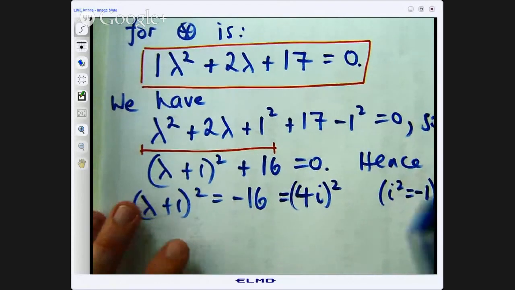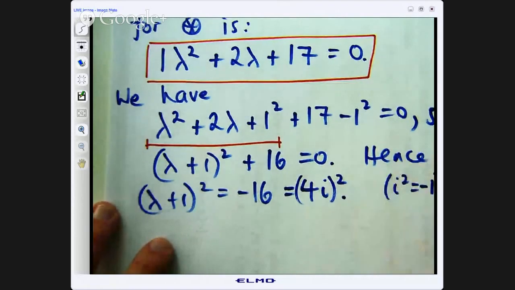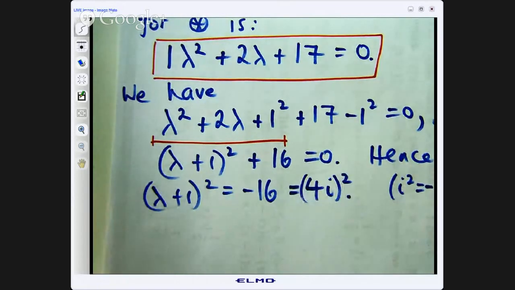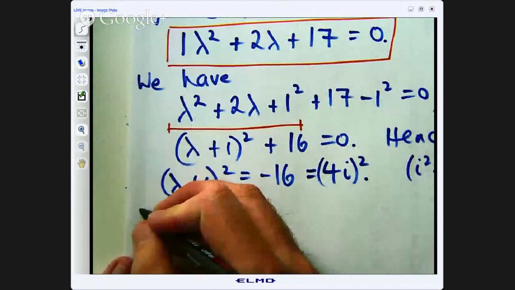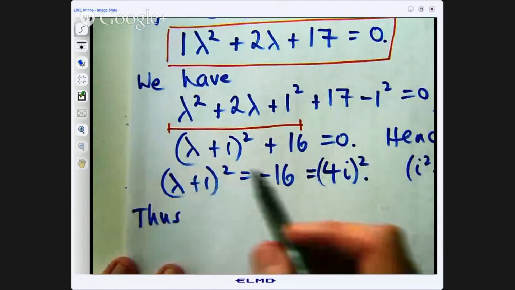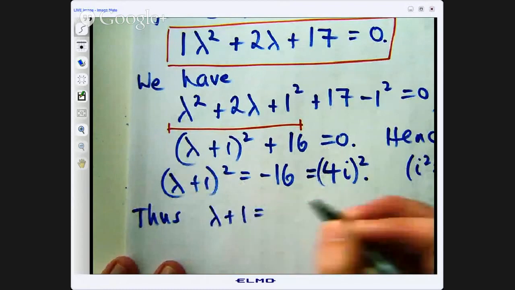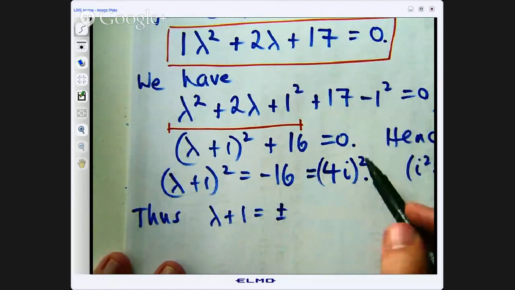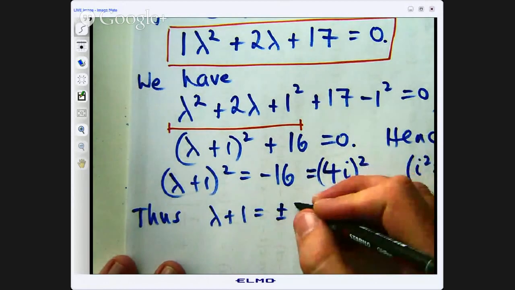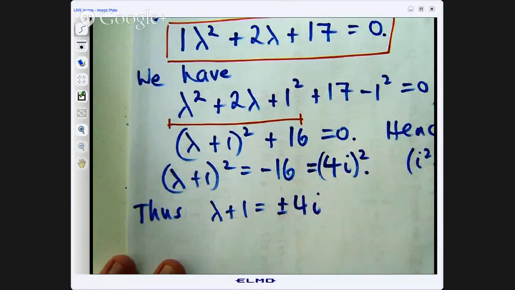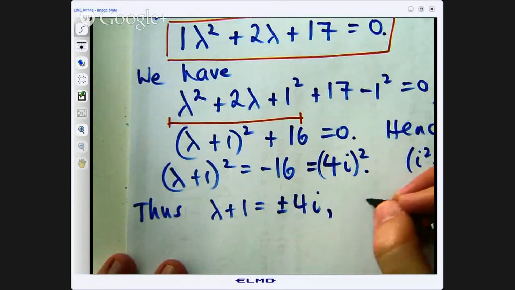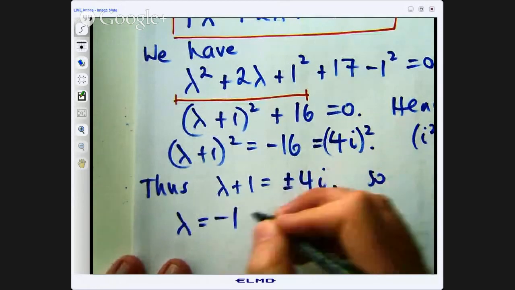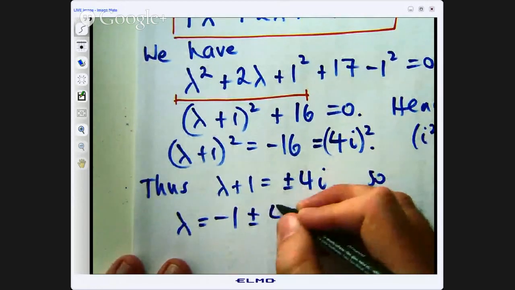Okay. All right. So let's take the square roots of both sides. On the right-hand side, I'm going to put in the plus/minus sign. So square root of both sides. It's going to be plus or minus the square root of that. Well, the square is going to cancel, and I'm going to be left with 4i. So lambda equals, take the one to the other side, this.